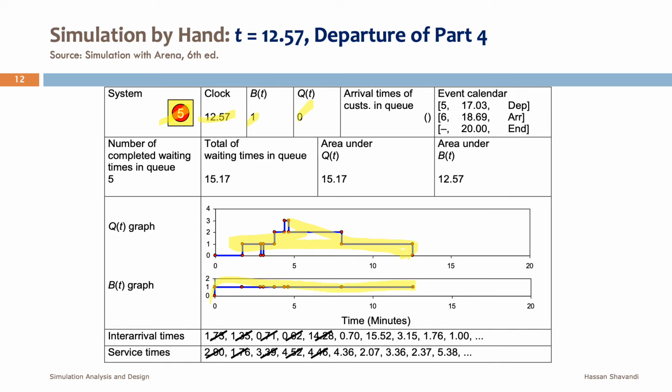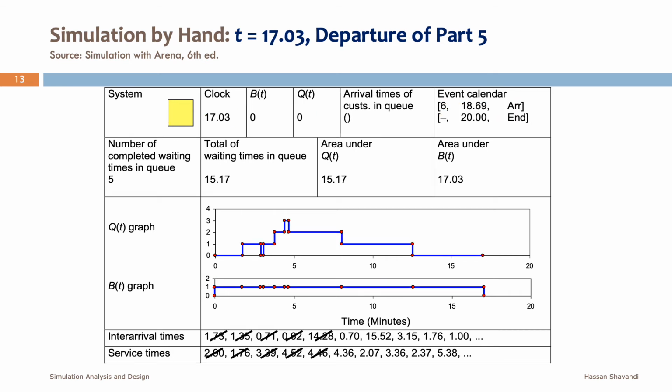The machine is still busy serving part number 5, and as you see here, the next event will be the departure of part number 5, which is at time 17.03. So we again jump from 12.57 to 17.03. Now time is 17.03, and part number 5 has departed the system.